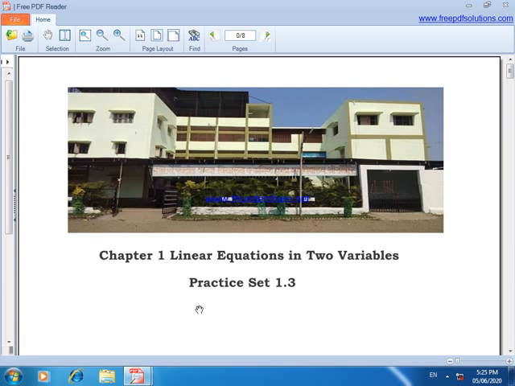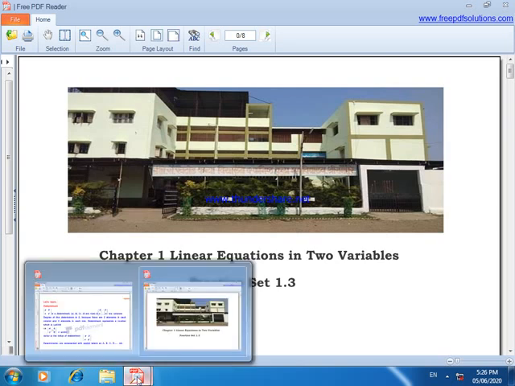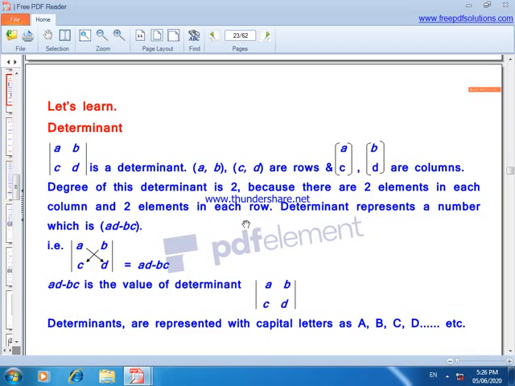Now today we are going to see practice set 1.3. Within that we are going to learn about Cramer's rule, which is useful to solve the given linear equations in two variables. So before starting practice set 1.3, we will see the various terms related to that rule.